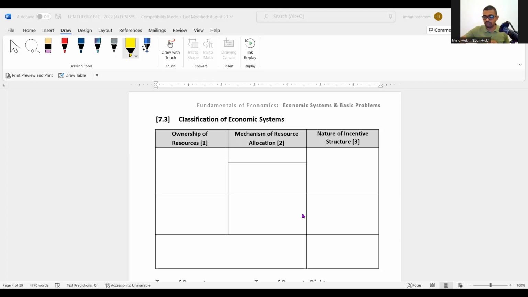If resources are mainly owned and controlled by the private sector, what kind of an economic system are we mainly talking about? Very good. I'm getting some answers. Most of the answers I'm getting are correct. You are using the right term. That is what I want to see.